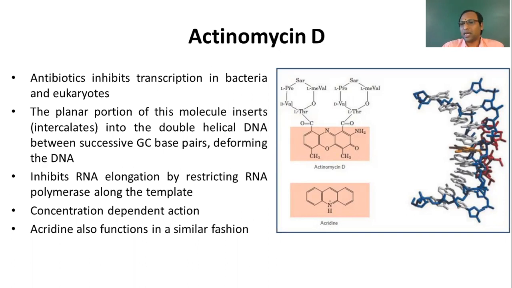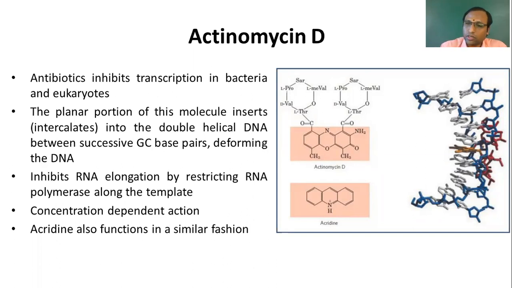It inhibits RNA elongation by restricting RNA polymerases along the template. Since the deformation is there, the RNA polymerase cannot continue further. So the elongation will not take place, and thereby the process is stopped. It is basically a concentration dependent action. Concentration dependent means it depends on how much actinomycin D has been provided. Based on that only, the reaction can take place.